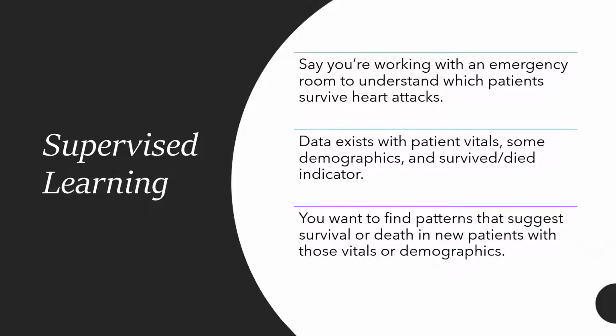First, we have supervised learning. This involves making predictions, learning patterns, and finding what's going to happen next or on new examples. So say you're working with an emergency room to understand which patients survive heart attacks. You have data on a set of patients, perhaps patient vitals, demographics, maybe some intake factors, and an indicator of whether the patient survived or died. Your job is to find patterns that suggest survival or death in new patients who have those vitals, demographics, or intake.